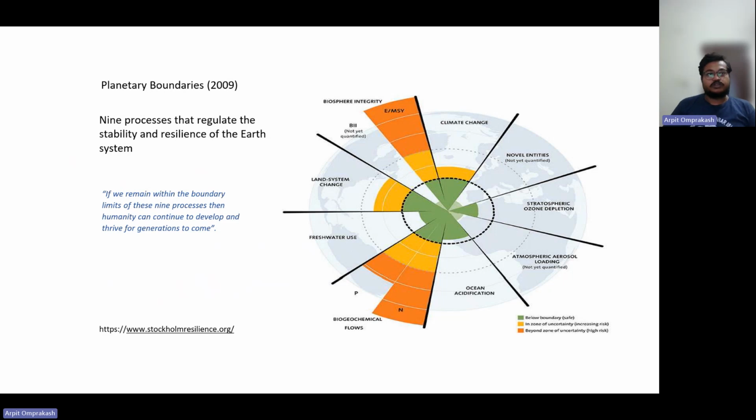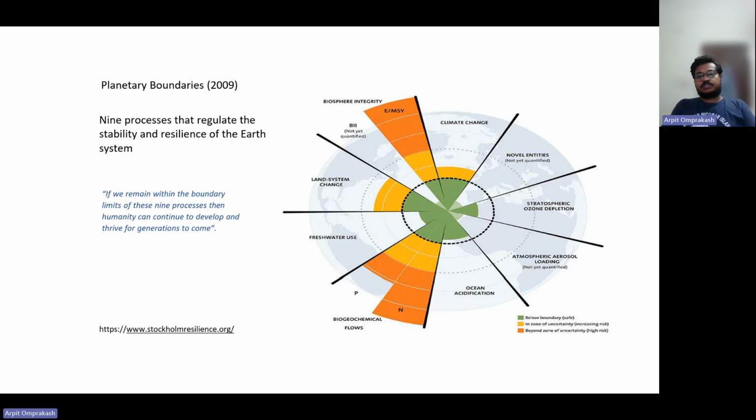Then atmospheric aerosol loading: how much aerosol we are putting out there into the atmosphere. Then ocean acidification, which leads to a lot of things like destruction of cells of animals and coral damage. Then biogeochemical flows, which are the nutrient cycles and the rates of nutrient cycles, whether the carbon nutrient sinks are changing or evolving, whether the nutrient sources are changing or evolving, and so on and so forth. Then you have freshwater use, how much fresh water is being used.